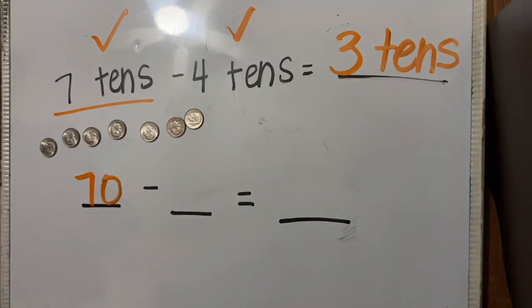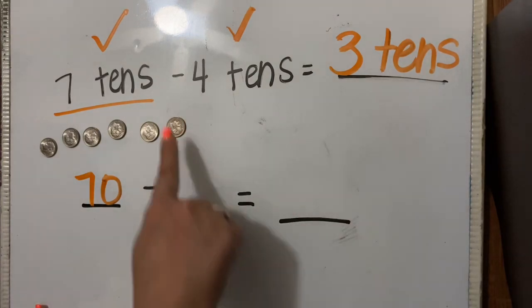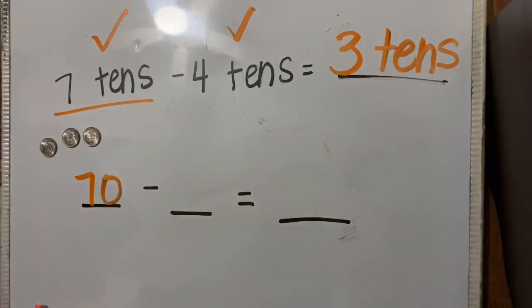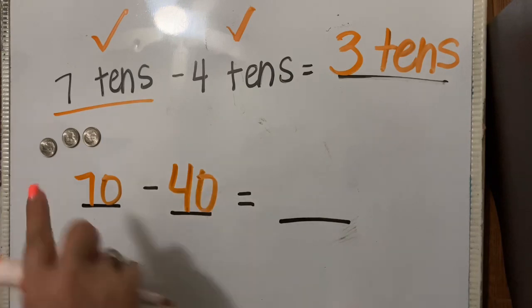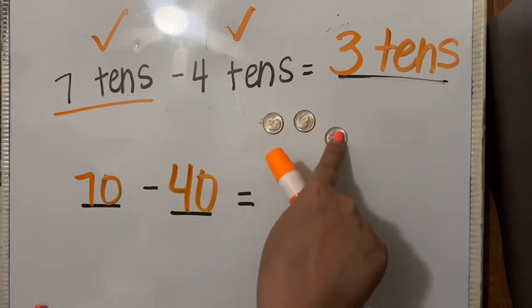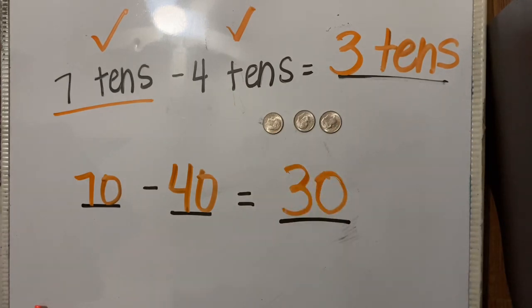So 70. And I'm taking away 4 tens. So let's take away 4. 10, 20, 30, 40. I took away 40. And now how many do I have left? 10, 20, 30. So 70 take away 40 is 30.